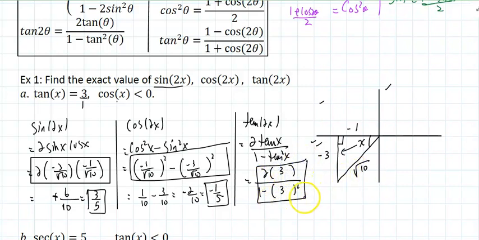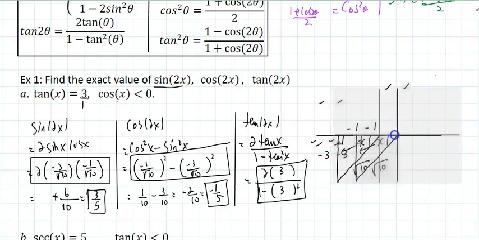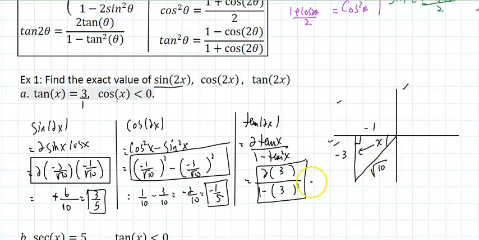For the homework, you want to clean that up, and you will get 6 over 1 minus 9, negative 8. You'll get negative 3. And there it is.